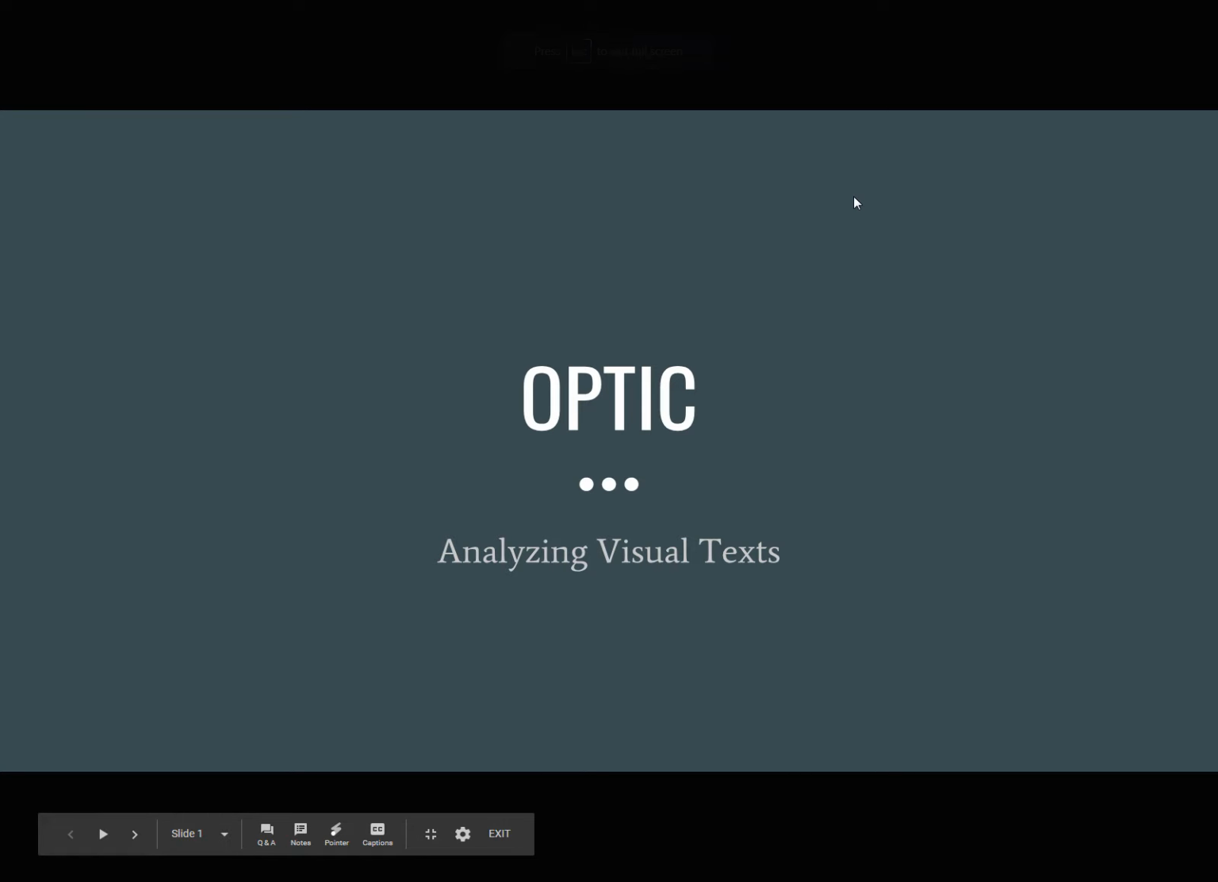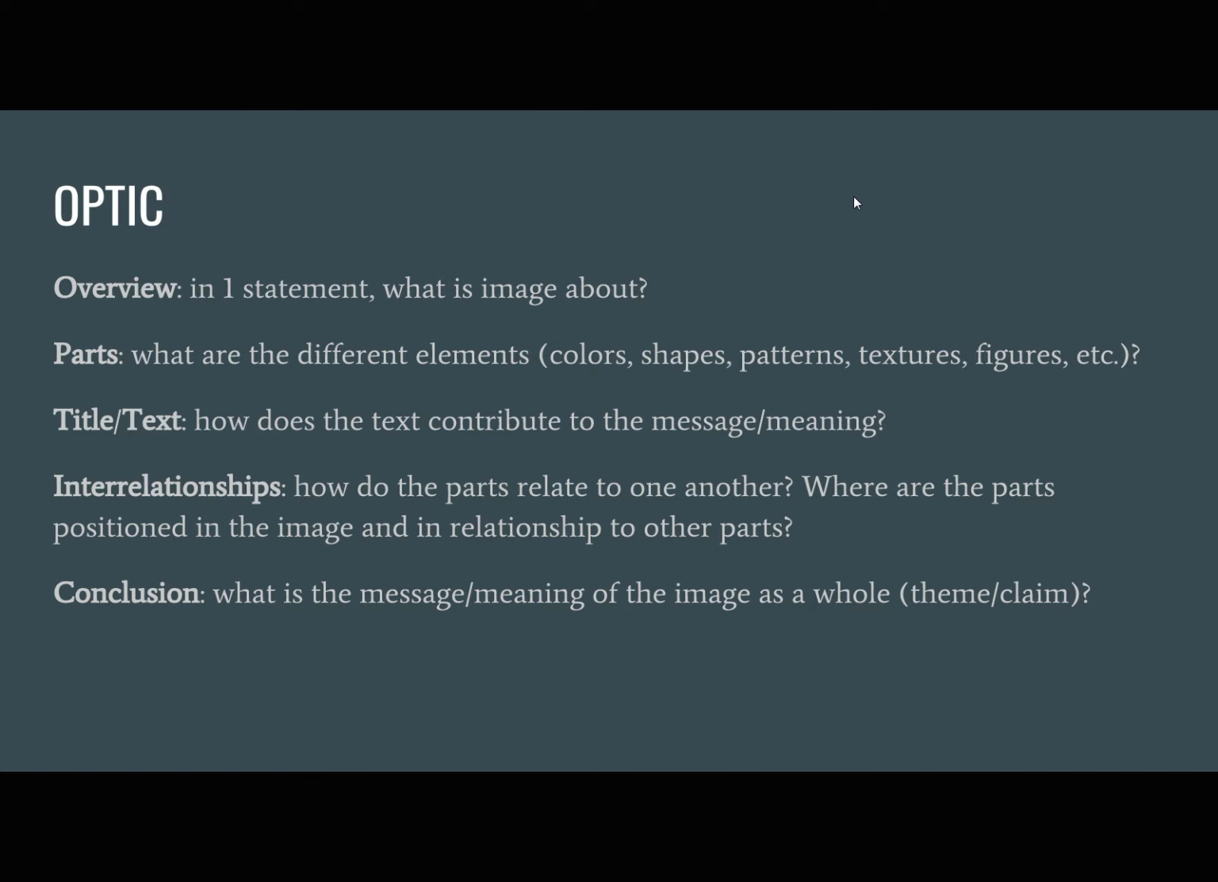When analyzing visual texts, we want to use the OPTIC strategy, which is just an acronym, and you can use it for any kind of visual text, whether it's a painting or a photograph, street art, or a political cartoon, anything like that. And so what OPTIC stands for is overview, parts, title or text, interrelationships, and conclusion.